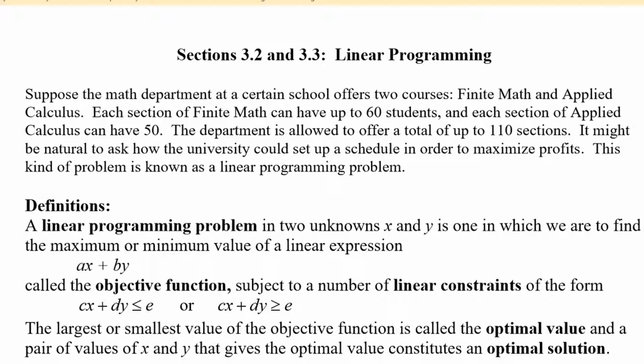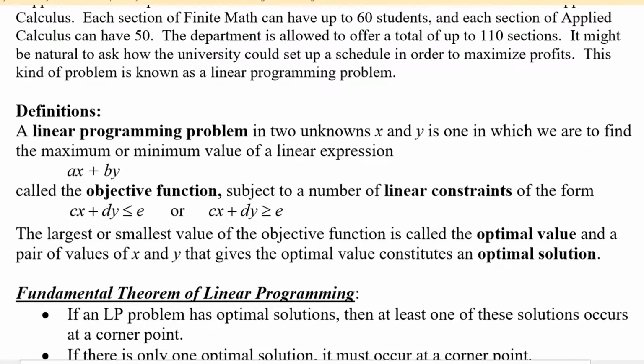So, the formal definition of a linear programming problem is as follows. A linear programming problem in 2 unknowns, x and y, is one in which we are asked to find the maximum or minimum value of a linear expression, ax plus by, called the objective function, subject to a number of linear constraints of the form cx plus dy either less than or equal to e or greater than or equal to e. The largest or smallest value of the objective function is called the optimal value, and a pair of values x and y that gives the optimal value constitutes an optimal solution.